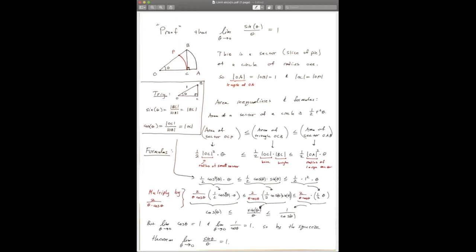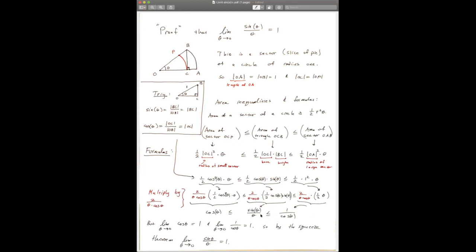So in the middle, I exactly get what I was trying to get, sine theta over theta. The 2's cancel, the cosine thetas cancel, and I'm left with the sine theta on top and theta on the bottom. On the left-hand part, the 2's cancel, the thetas cancel, and one of the cosine thetas cancels to give me just a cosine theta. And over here on the right-hand side, the 2's cancel, the thetas cancel, and I'm left with a cosine theta in the denominator. So now I've got a compound inequality.